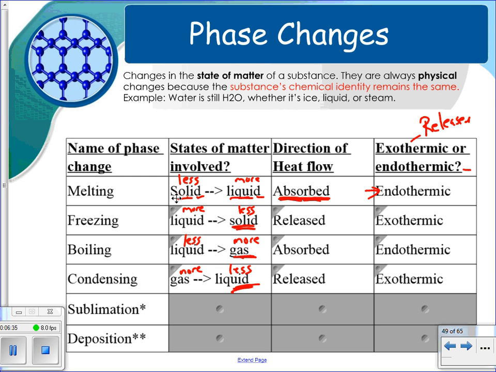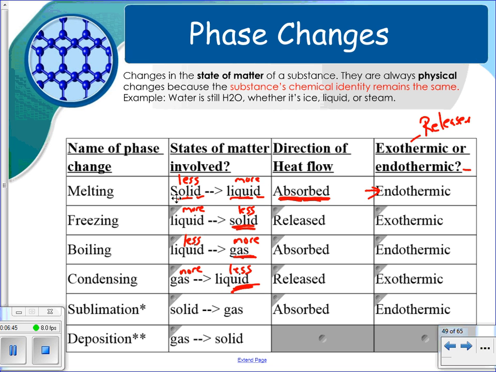I'll give you just a moment to do sublimation and deposition. We look at that, solid to a gas, absorbed, endothermic. And then for deposition, from a gas to a solid, it's going to be released, and it's going to be exothermic. These two that have an asterisk are the ones students tend to mess up the most, and that's because you're probably most familiar with the other phase changes. Make sure to pay special attention to those and make sure you know what they are.